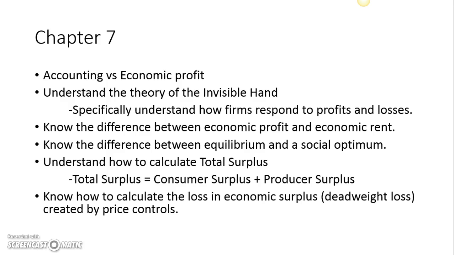With Chapter 7 also, you have to understand how to calculate total surplus and calculate the deadweight loss or the loss in economic surplus when the market isn't allowed to reach equilibrium. So consumer surplus plus producer surplus equals total surplus. And so understand how to calculate total surplus in equilibrium and what the total surplus is when we're not in equilibrium, for instance, if the government was to have a price control.